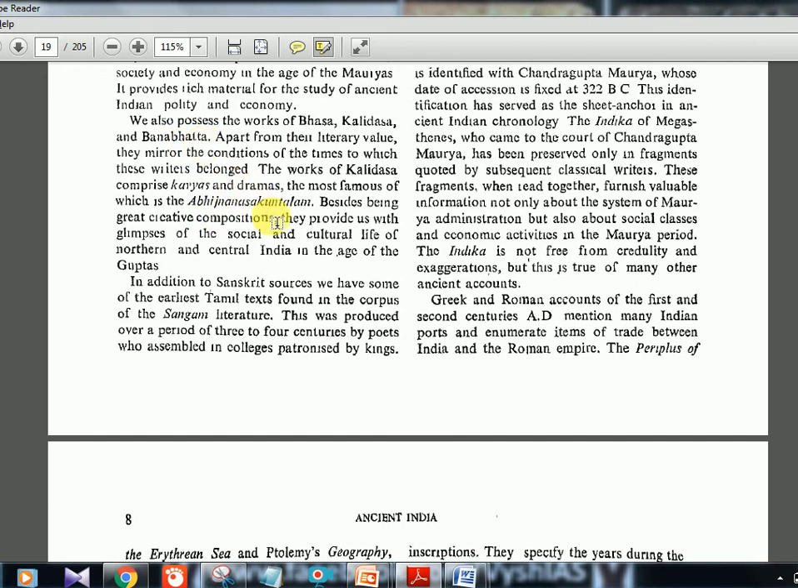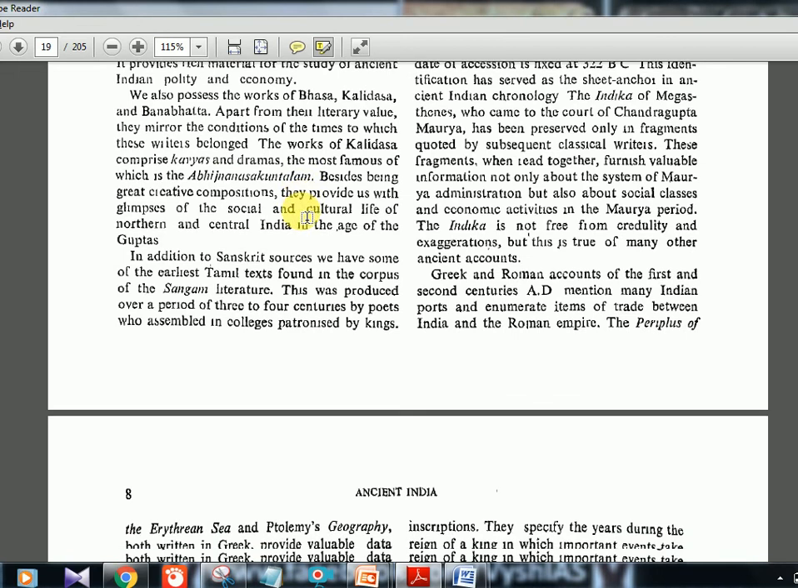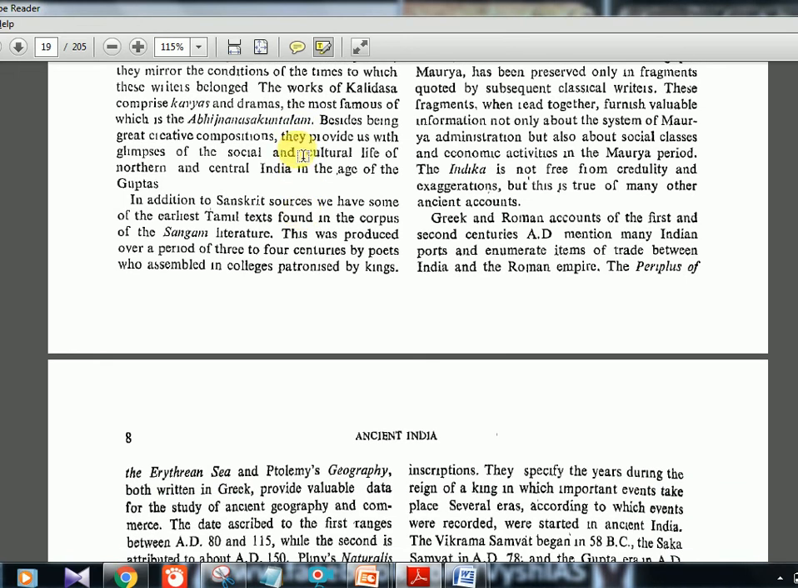Abhijnana Shakuntalam is a very important book of Kalidasa. That is also important. It's a love story of a king and a woman. Because UPSC asked last time, Malavika Agnimitram is the love story between whom and whom, something like that they asked. So that was also Kalidasa's book.